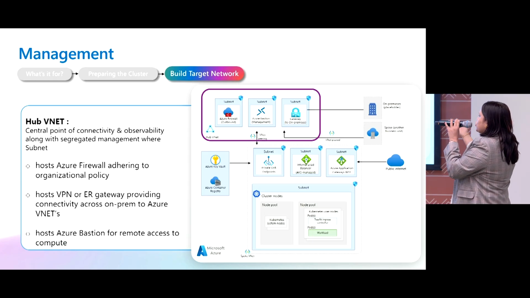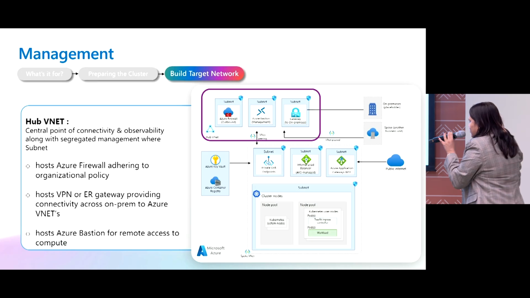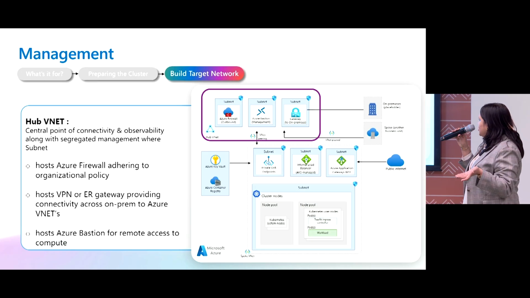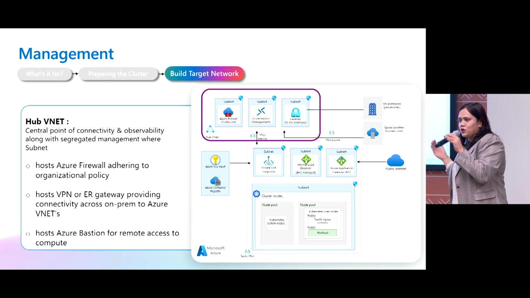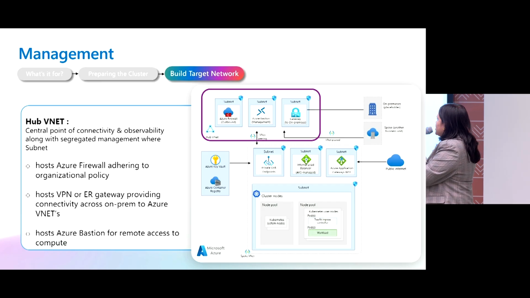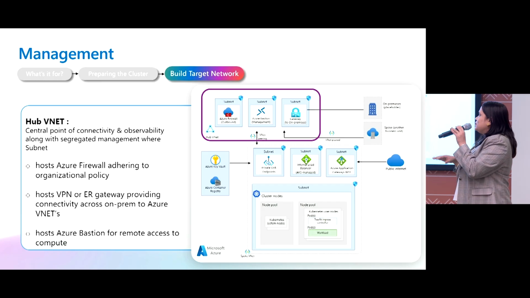Again, if you talk about Azure Firewall, it helps at ensuring that both inbound and outbound traffic adheres to the organizational policies. Coming to Azure Bastion, it ensures that all the access to the workload compute is secure. And our gateway ensures that connectivity from on-premise to Azure is both seamless and secure.